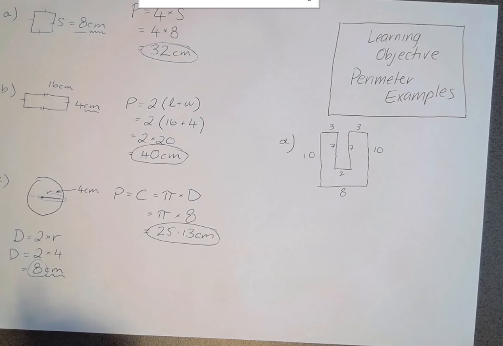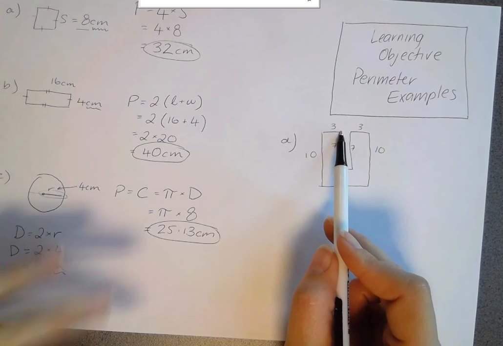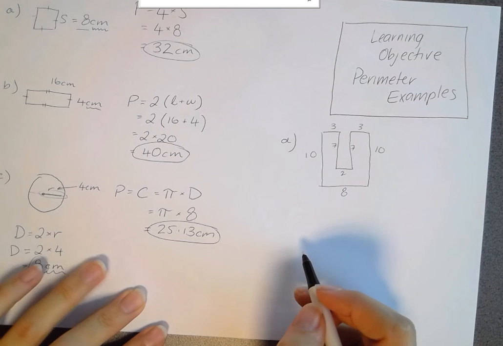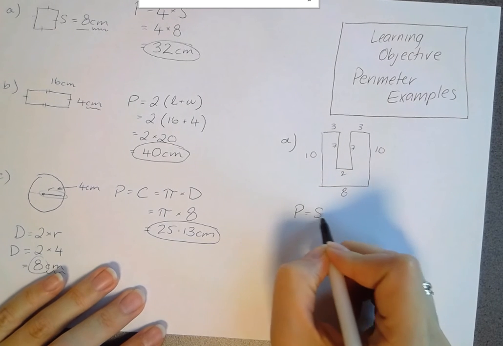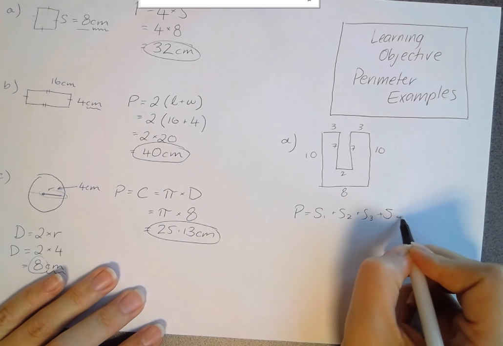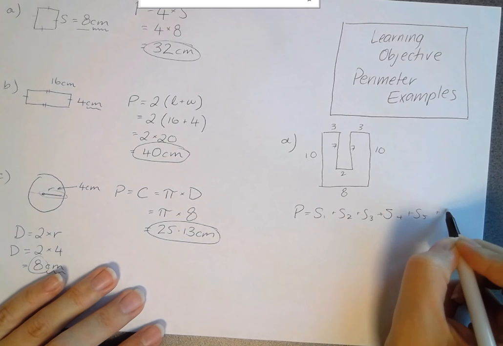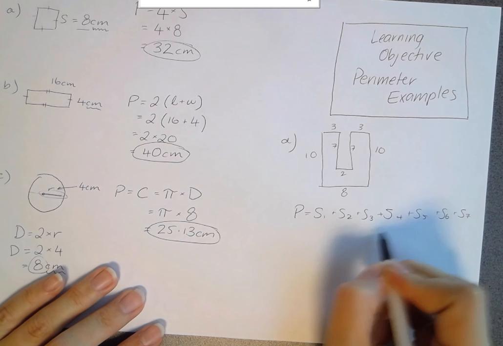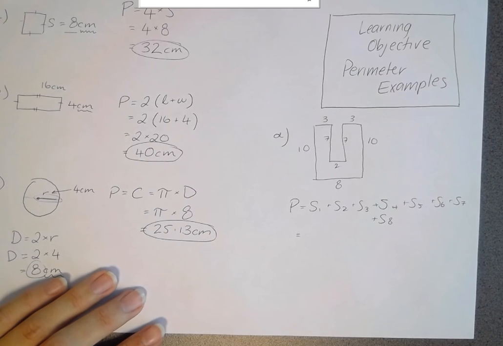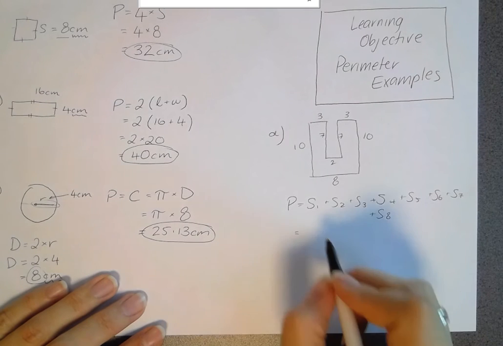How many sides do we have? We've got 1, 2, 3, 4, 5, 6, 7, 8 sides. So unfortunately, our rule is going to be pretty long. Side 1 plus side 2 plus side 3 plus side 4. Right, and it's as simple as plugging all those numbers into our formula there.